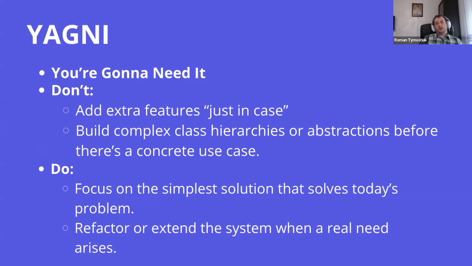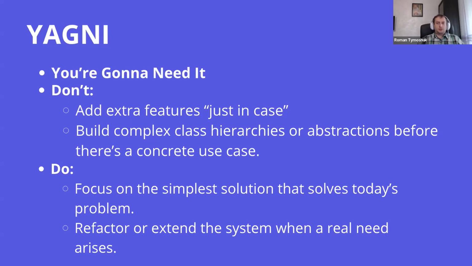Well, it's not only related to software engineering, it probably relates to all kinds of engineering activities like electrical engineering or military engineering, but it's also widely followed in software engineering practices and object-oriented design. YAGNI means you are not going to need that. So usually people are adding some extra features just in case, and build complex class hierarchies or abstractions before there is a concrete use case.